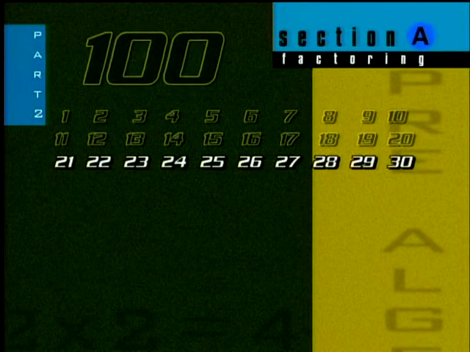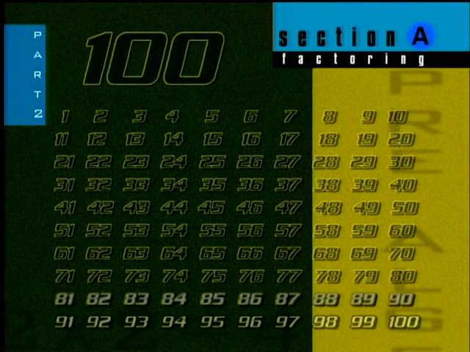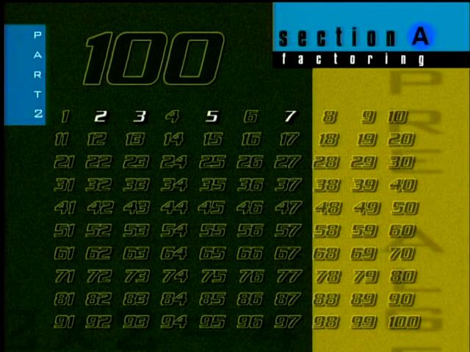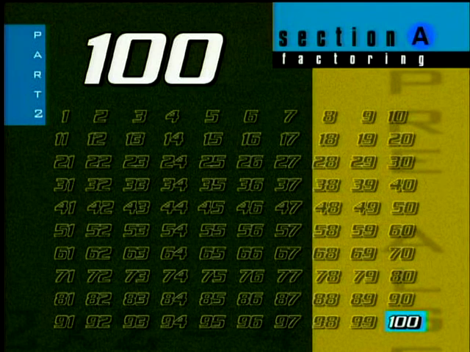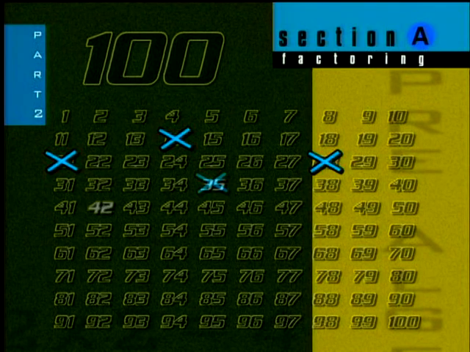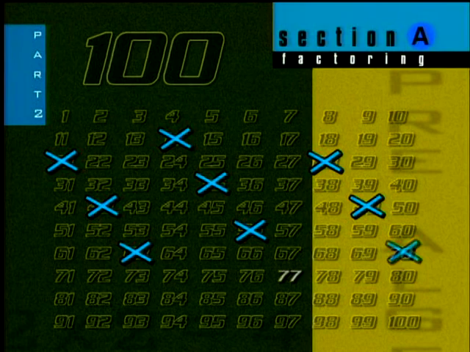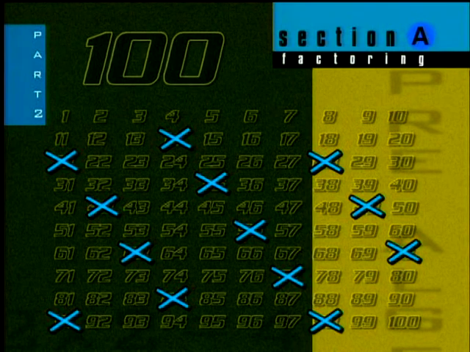Next, we need to write out all of the numbers from 1 to 100 like this. Now we figure out all of the multiples of 2, 3, 5, and 7 that are less than 100 and cross them off. For example, the multiples of 7 are 14, 21, 28, 35, 42, 49, 56, 63, 70, 77, 84, 91, and 98. So we got to cross them all out.